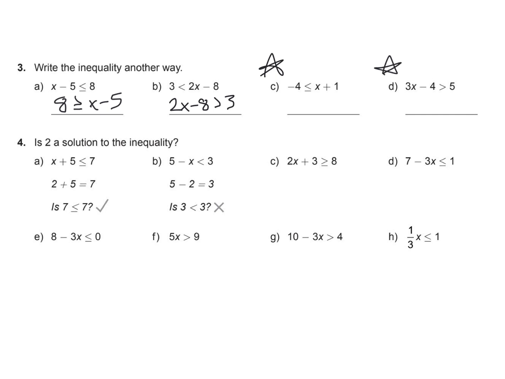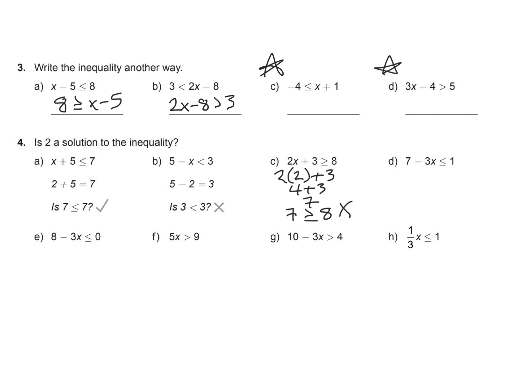So for number 4, what you are doing is you are replacing x with 2 to see if x is a solution to the inequality. So here I would do like 2 times 2 plus 3. 2 times 2 is 4 plus 3 is 7. And then I'm going to see, okay, is 7 greater than or equal to 8? No. So 2 is not a solution.